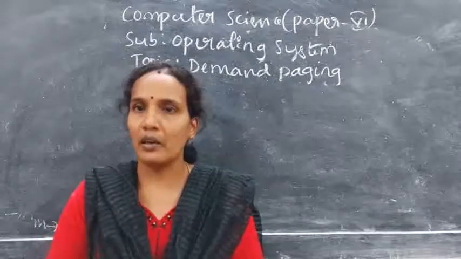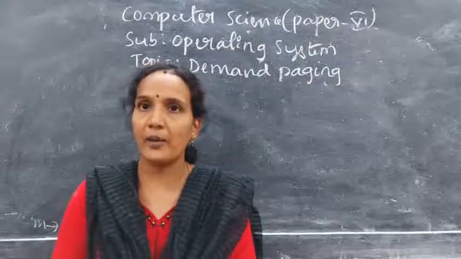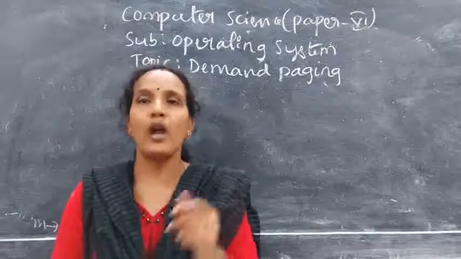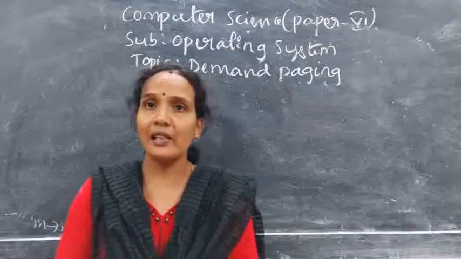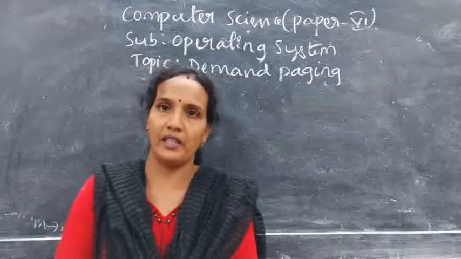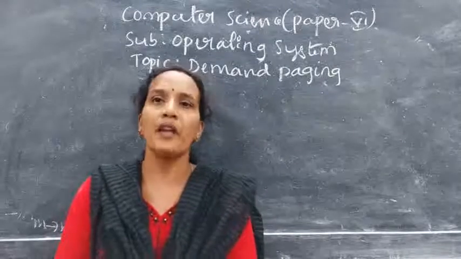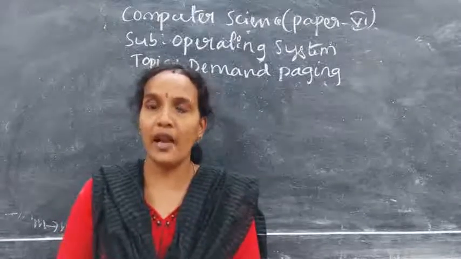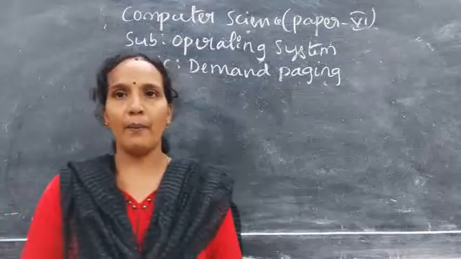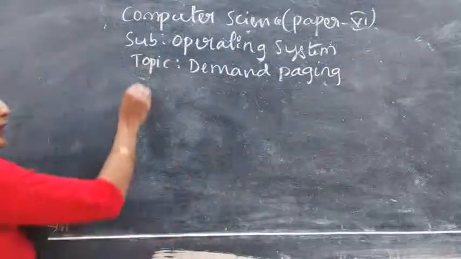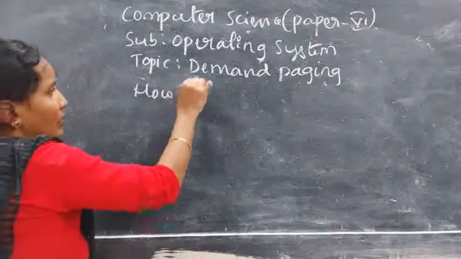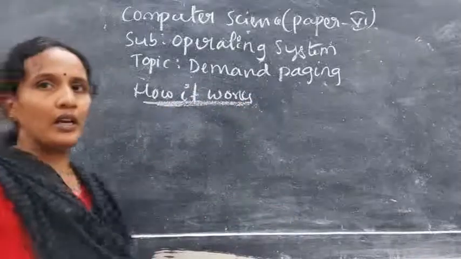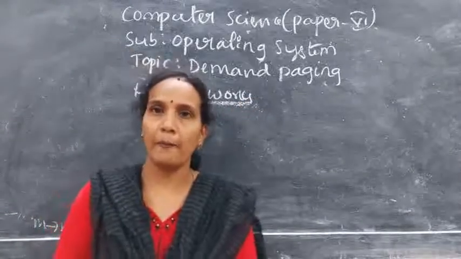So I hope you all understood what demand paging is. Based on the user demand, the pages are loaded into the main memory. Till the user requests the pages, all the pages are kept in the secondary memory only. So next question: how does it work?